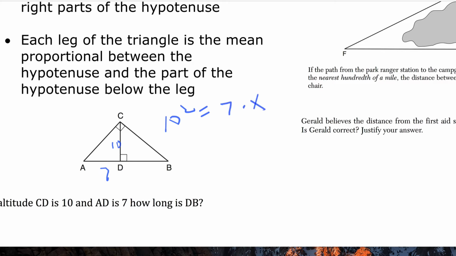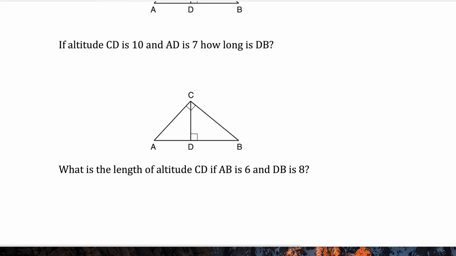Equals leg times leg. Say that again. Altitude squared equals this piece times this piece. So you don't want us to set up proportions? You don't even have to set up a proportion, because this will always work. I think it's a little bit easier. I just saw this today and I was like, oh, this is great. So let's go to the next one. Everyone try the next one on your own.